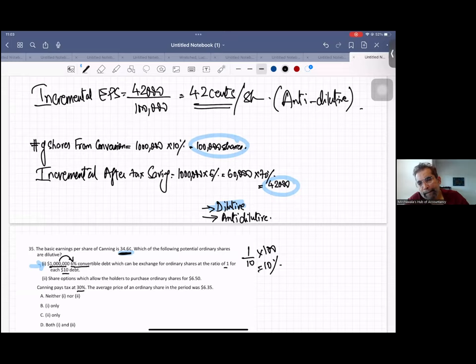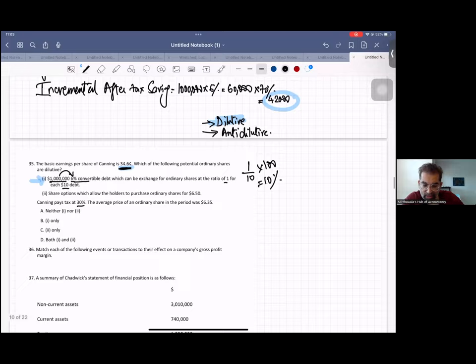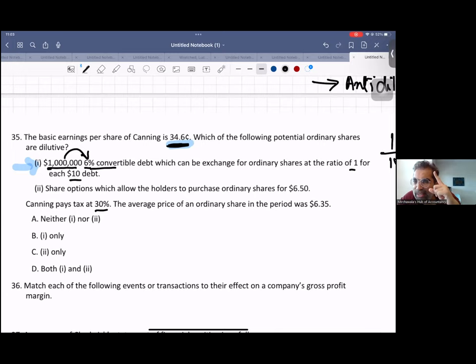Okay, now the second one. In share options, there is a technique to decide dilutive and anti-dilutive. Share options allow the holders to purchase the ordinary shares for 6.5. That means we have offered our directors to buy shares from us for 6.5. But look at the average share price. It's 6.35, so nobody will buy.